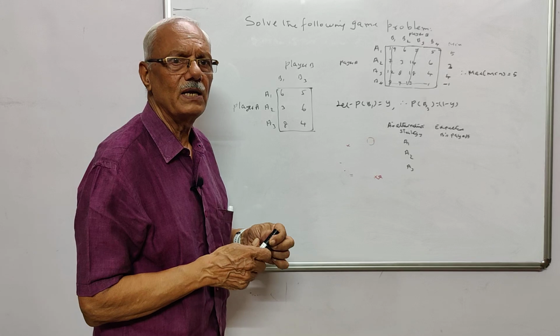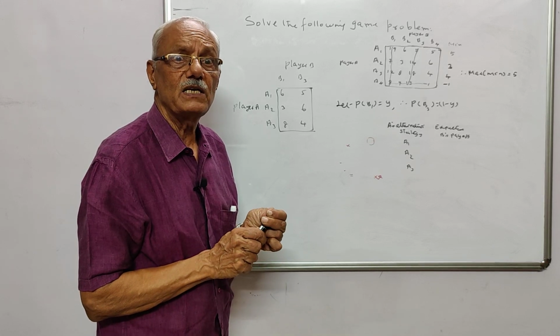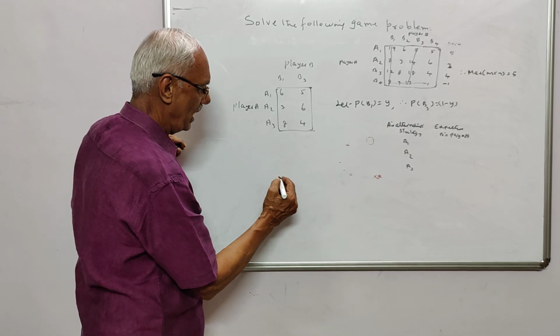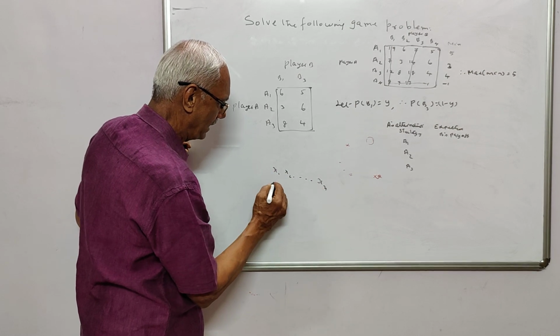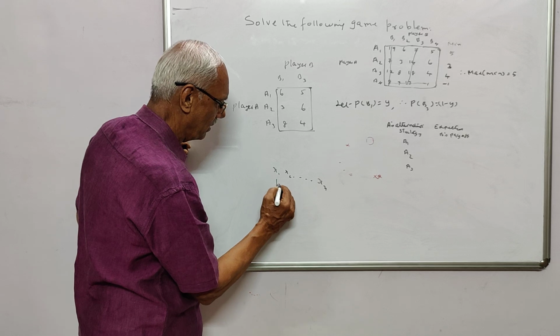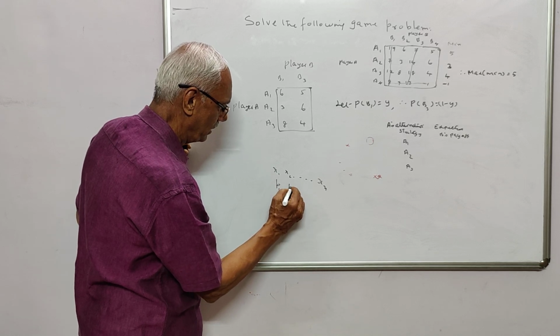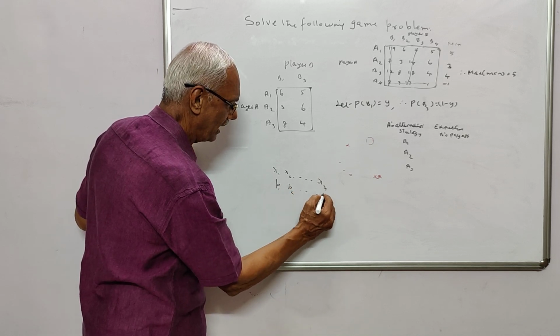You know what is called an expectation? Expectation is nothing but, see, if you have x1, x2, x3 up to xn, and the probability of x1 is p1, probability of x2 is p2, like this.